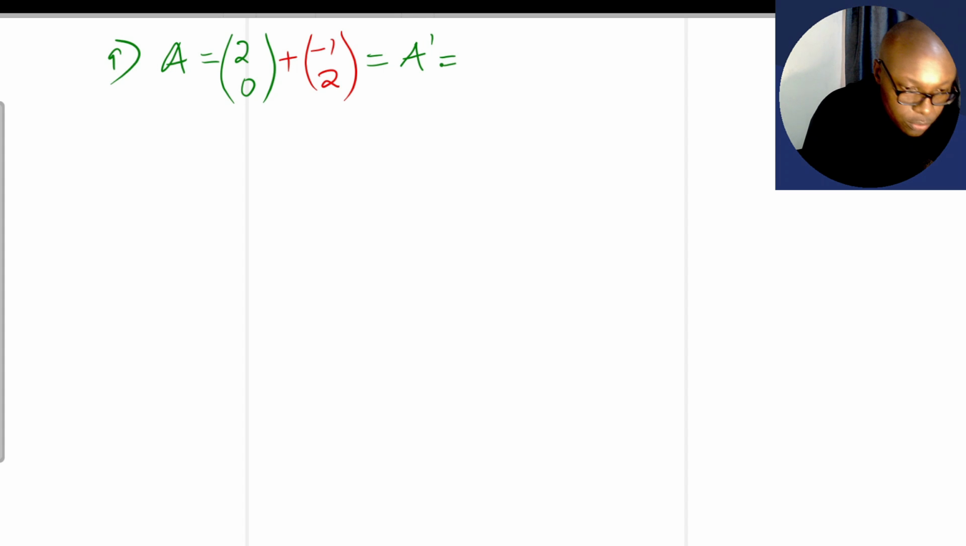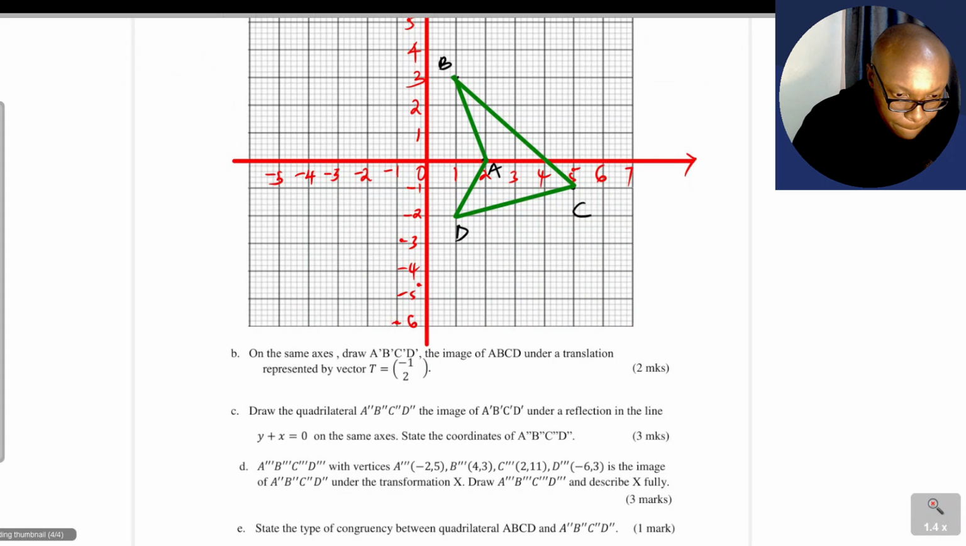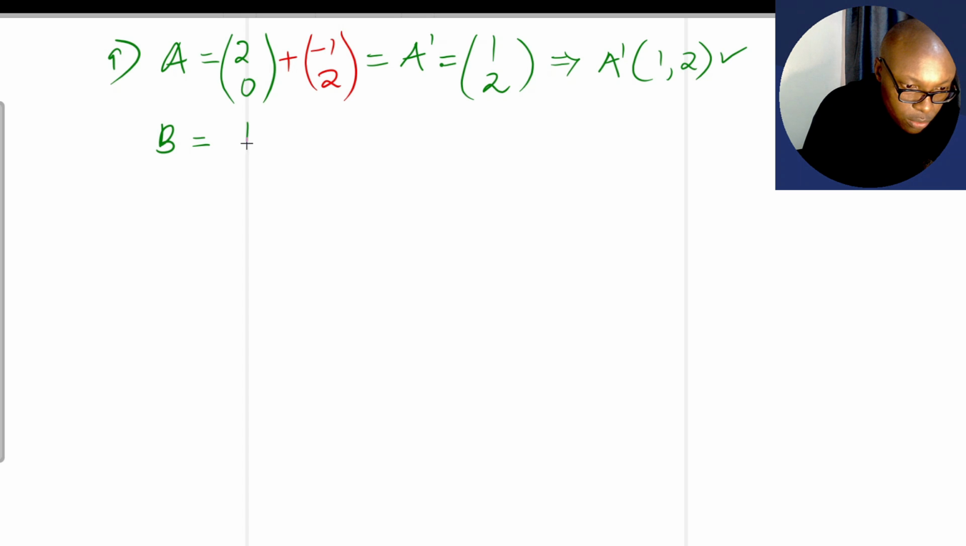So A prime will be given, or A1 will be given by, so simply add these, 2 plus -1, you get 1, then 0 plus 2, you get 2. So that is the point A. If you write this one in coordinate form, you write it as 1, 2. We go to B. B is given by 1, 3. The coordinates of B, 1, 3, write it in column form.